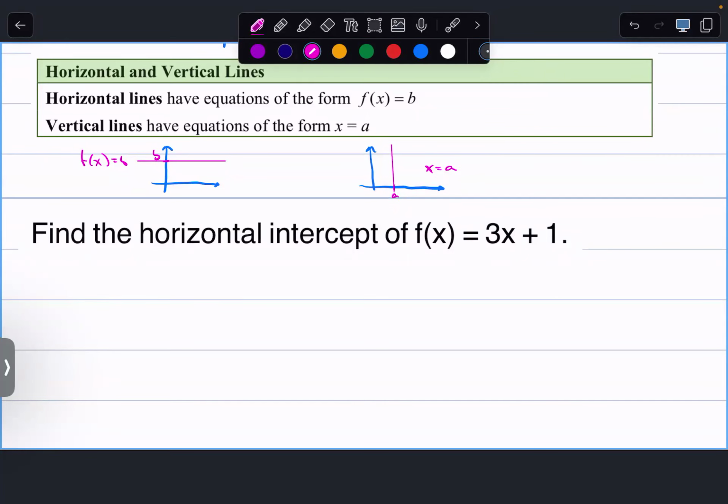What if we want to find the horizontal intercept of f of x is 3x plus 1?